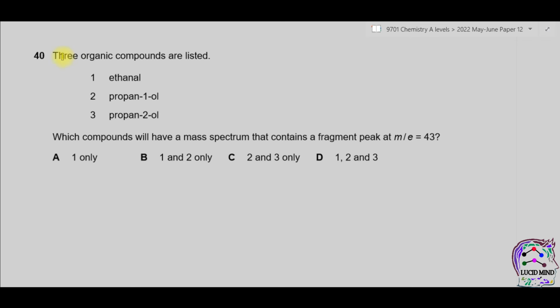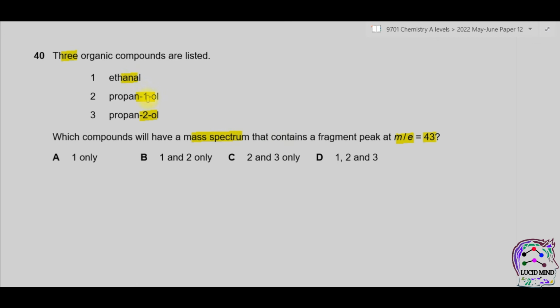Question number 40. 3 organic compounds are listed. We have ethanol, propan-1-ol, propan-2-ol. Which compounds will have a mass spectrum that contains a fragment peak at a mass to charge ratio of 43? Now what happens in a mass spectrum is that different bonds can be broken and there is a loss of electrons. So we can find out the mass to charge ratio.